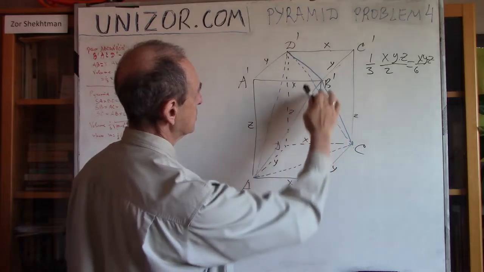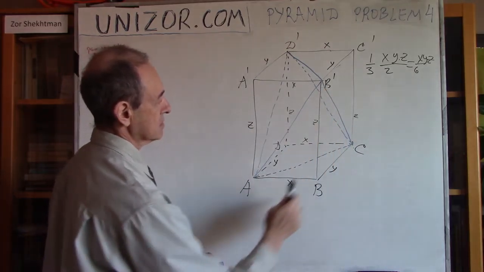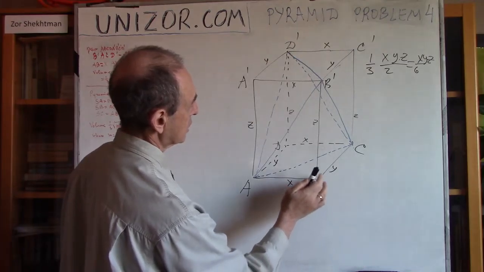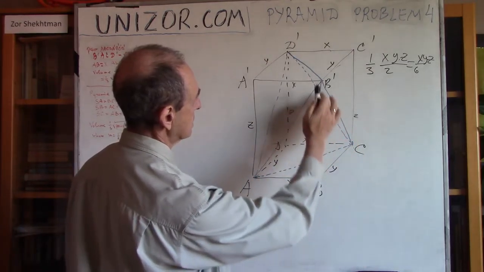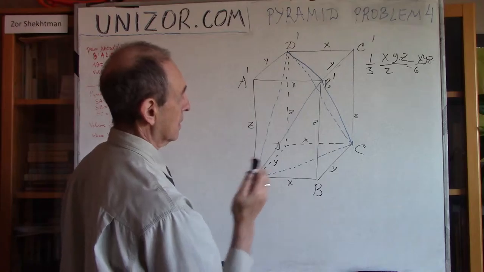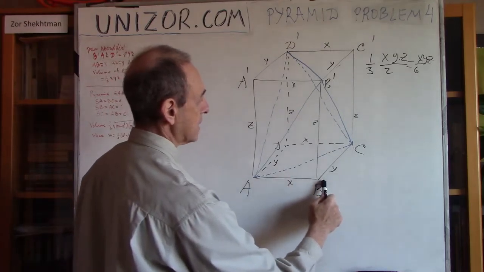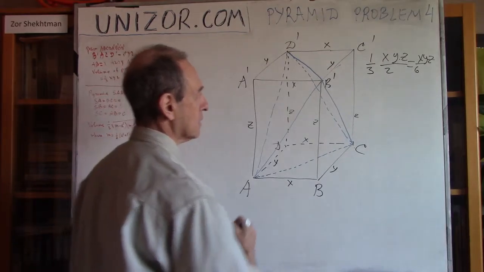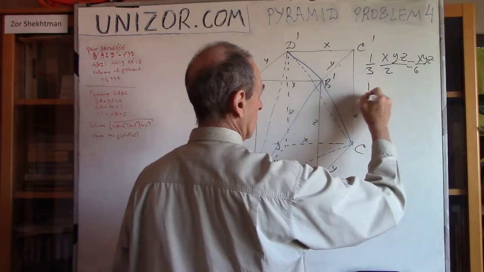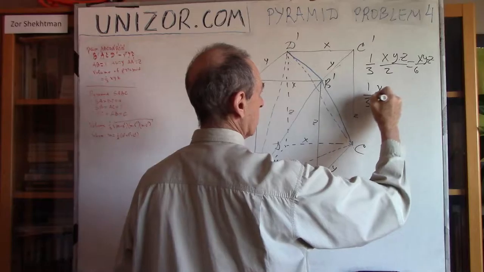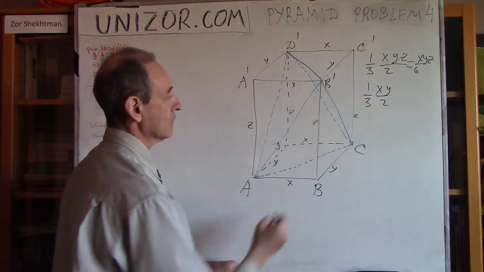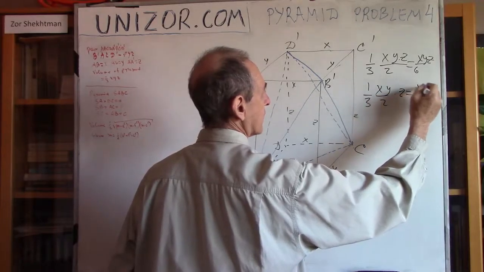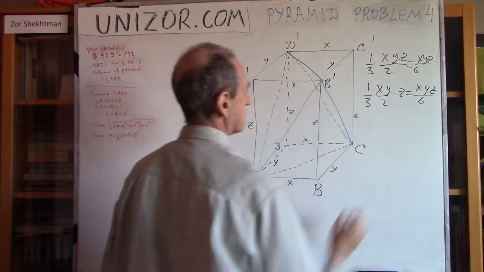No. A, C, B prime. So the B is apex, and I'm cutting off the pyramid which has this apex and the base A, C, B prime. Same thing. The base is x by y right triangle. So it's 1/3 xy divided by 2. And the altitude is again z. So again we have xyz divided by 6.